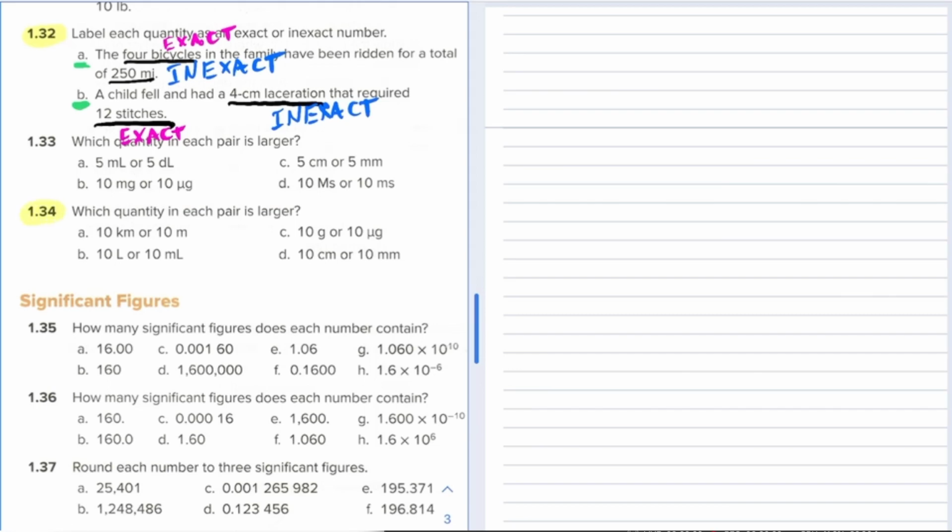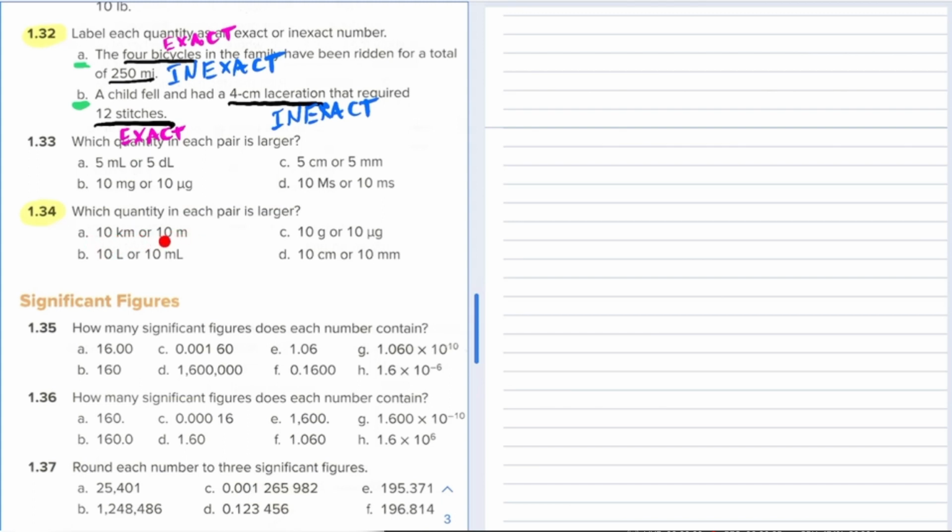Alright, problem number 34. Which quantity in each pair is larger? So we have 4 pairs. The first one says 10 km, that's a kilometer, or 10 meters. You need to know the prefixes here. The little k is kilo, so kilometers. 10 kilometers or 10 meters.